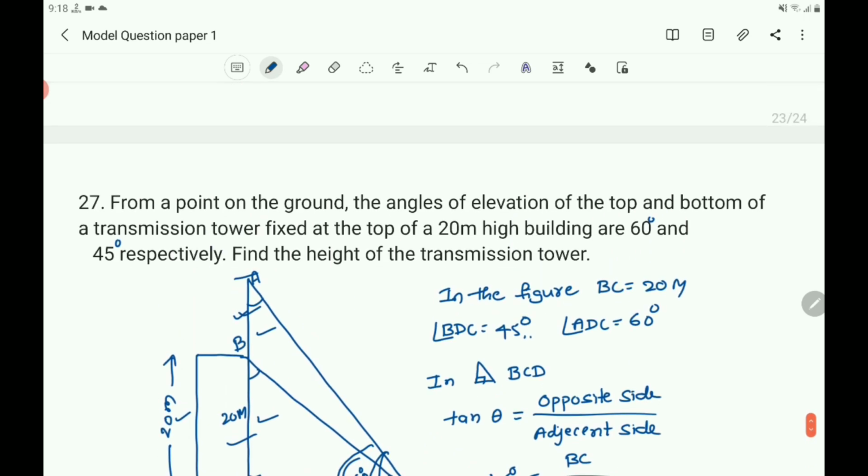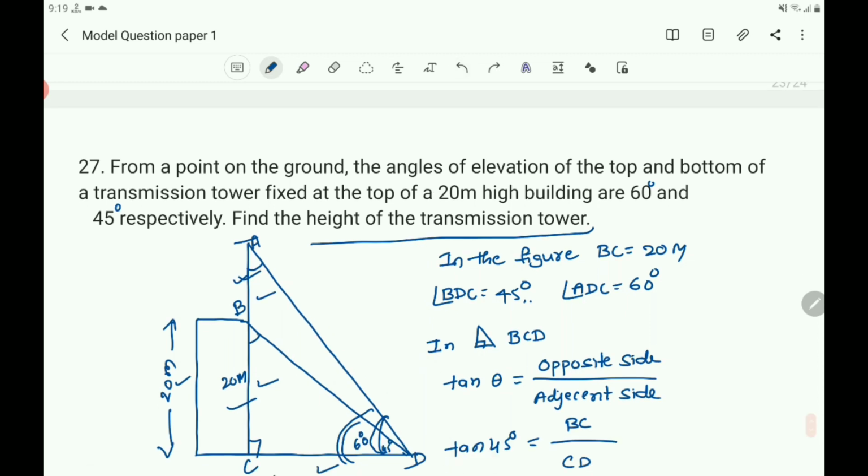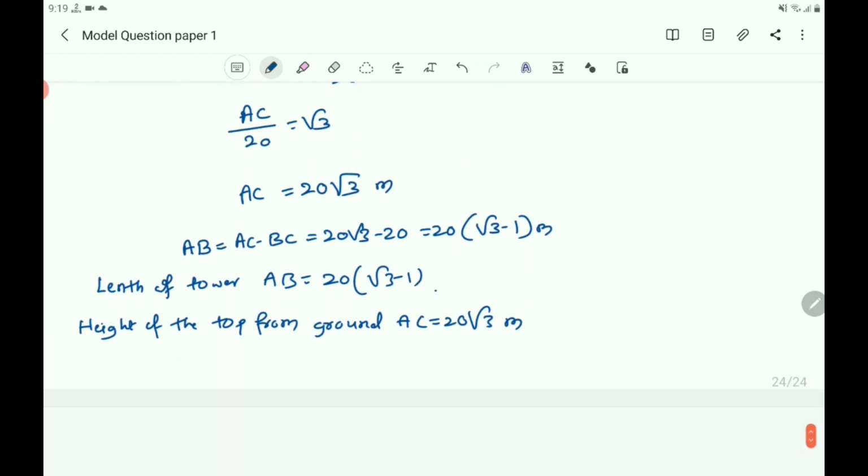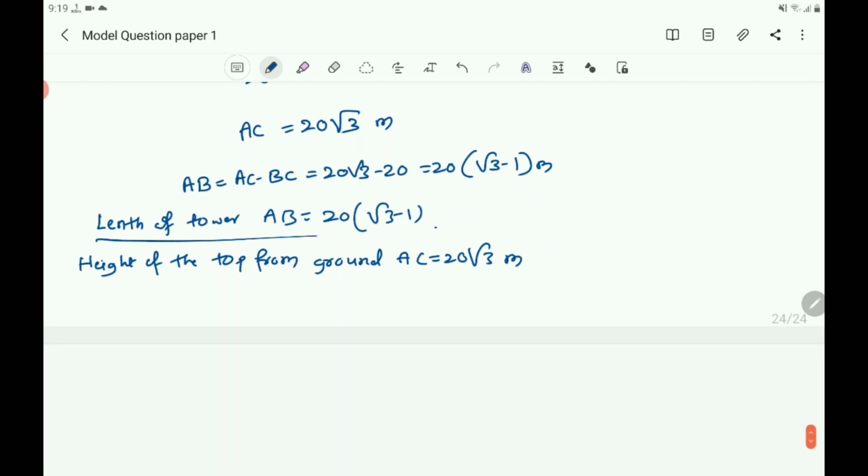Here there is a doubt. The question says find the height of the transmission tower. Whether we have to find out AB only or the total height from the foot of the building, a little bit of doubt is there. So let us write both here. The length of the tower is AB equals 20 root 3 minus 1, and the height of the top of the tower from the ground is 20 root 3 meter.